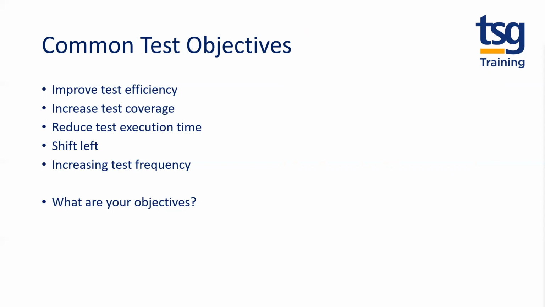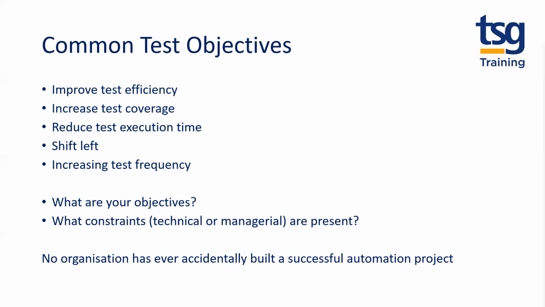These common test objectives can all be achieved via automation and flow directly from the advantages on the previous slides. And maybe some of these are included in your test objectives, in which case test automation should be a consideration. But in addition to the advantages and disadvantages, you might also have technical constraints or managerial constraints. And all these need to be taken into account, because one thing is true: no organisation has ever accidentally built a successful automation project.